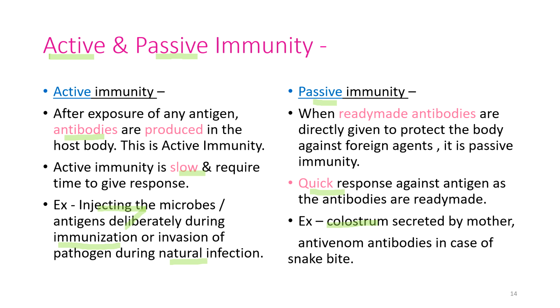Another example is antivenom antibodies in case of a snake bite. In case of a snake bite, immediate antibodies need to be introduced into the person's body against the snake venom to neutralize the power of the venom. In such a case, ready-made antivenom antibodies are given to the patients. Hope you get the difference between active and passive immunity.